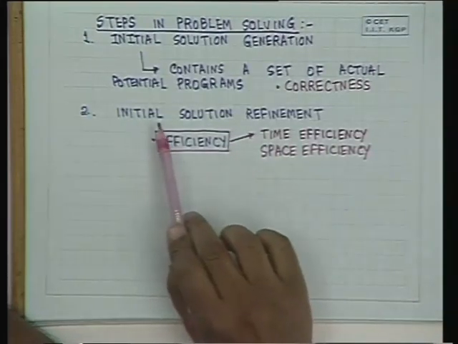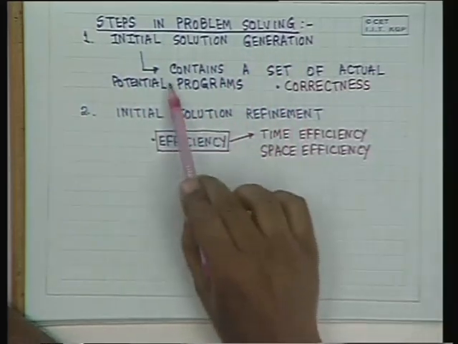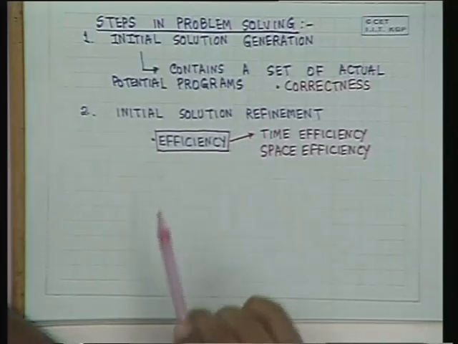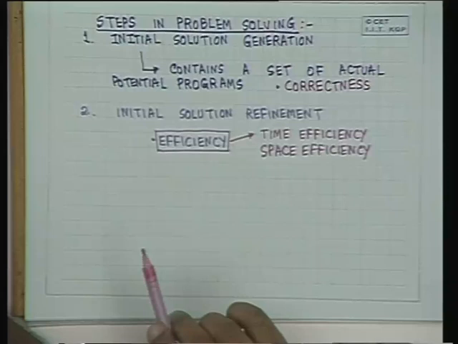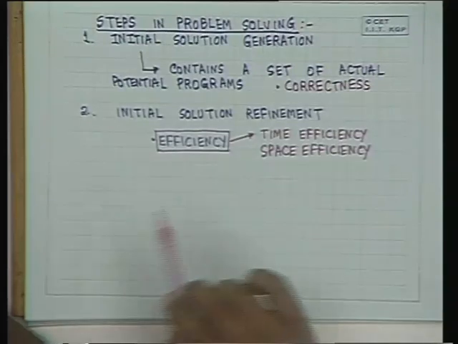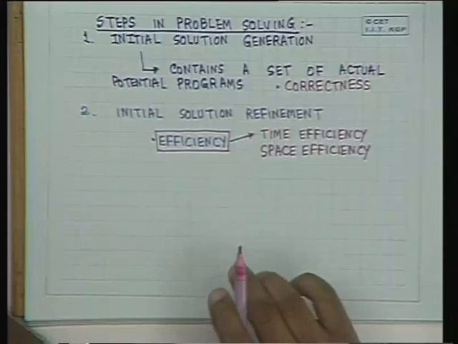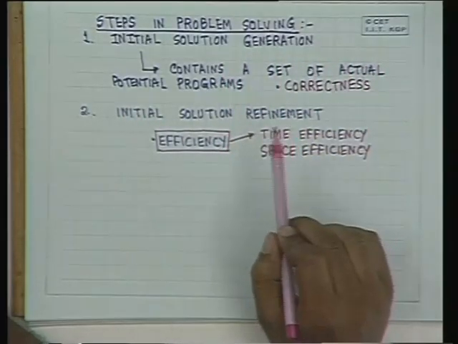So, given an initial solution, we have to choose from the set of potential programs the final solution, and the criteria for choosing it will be efficiency. This is where the standard steps, which we call programming methodology and data structures, come in. At this point, it does not come in directly.